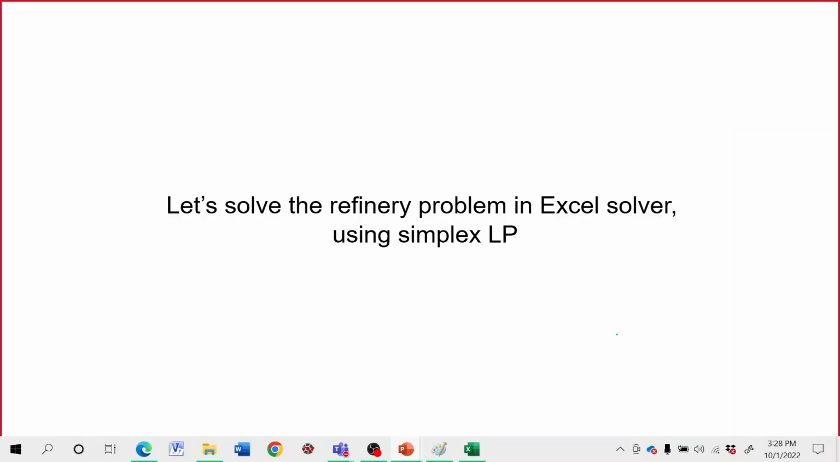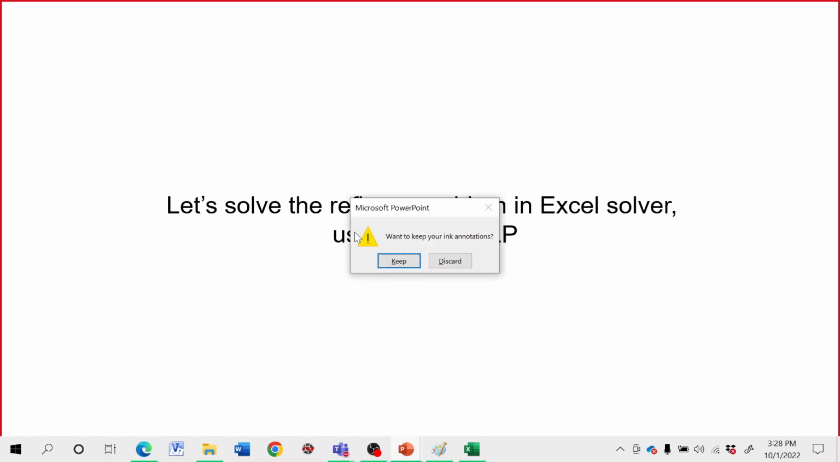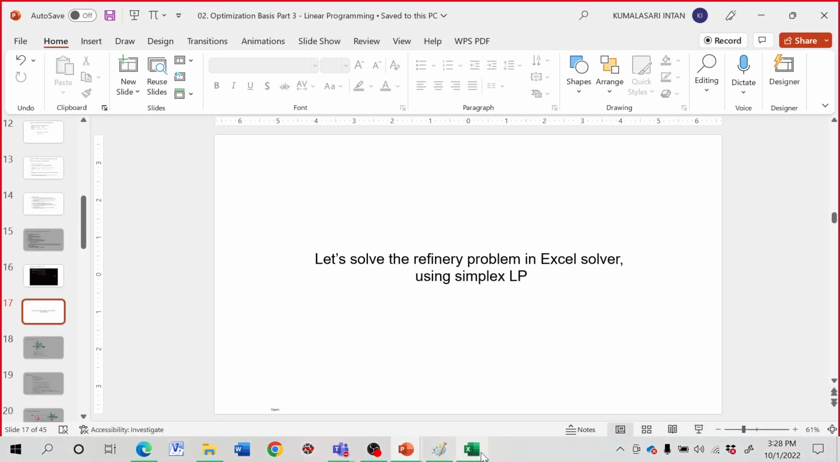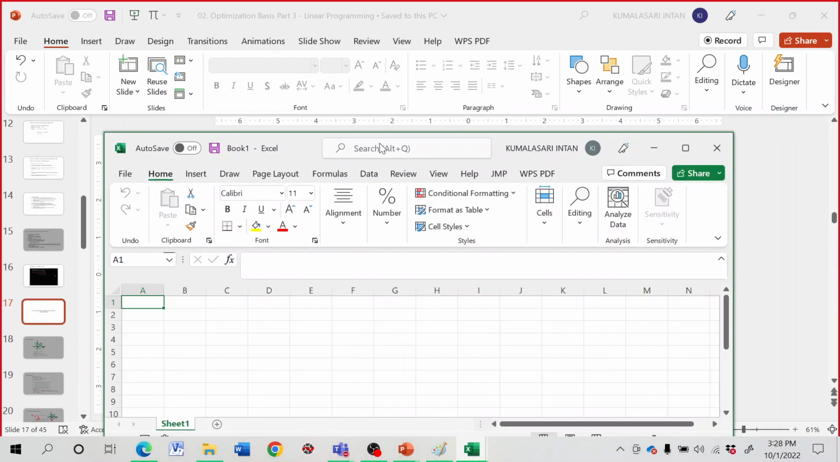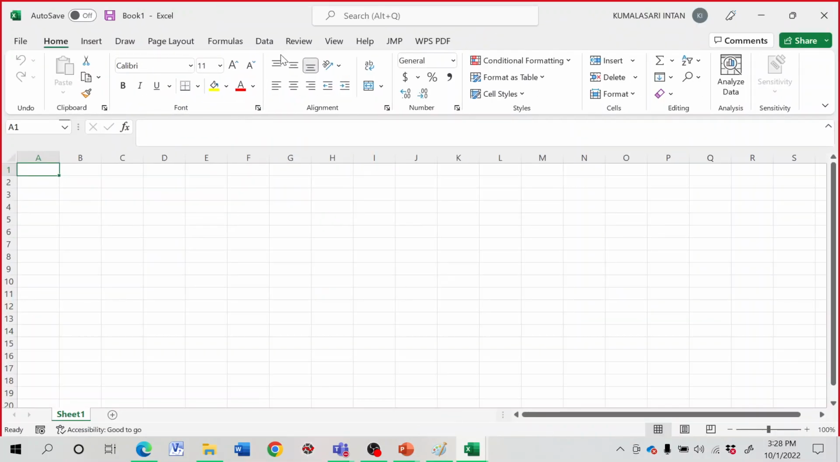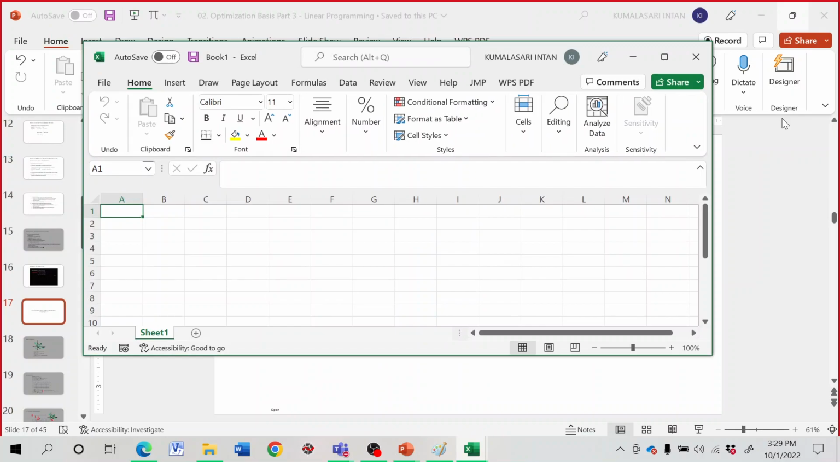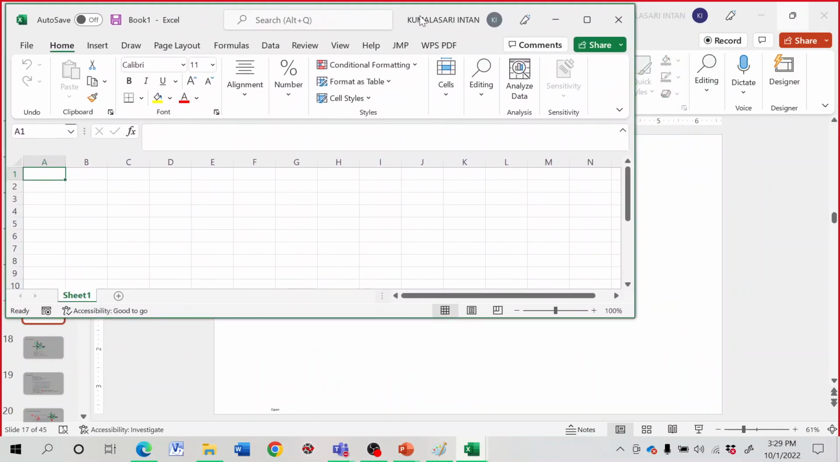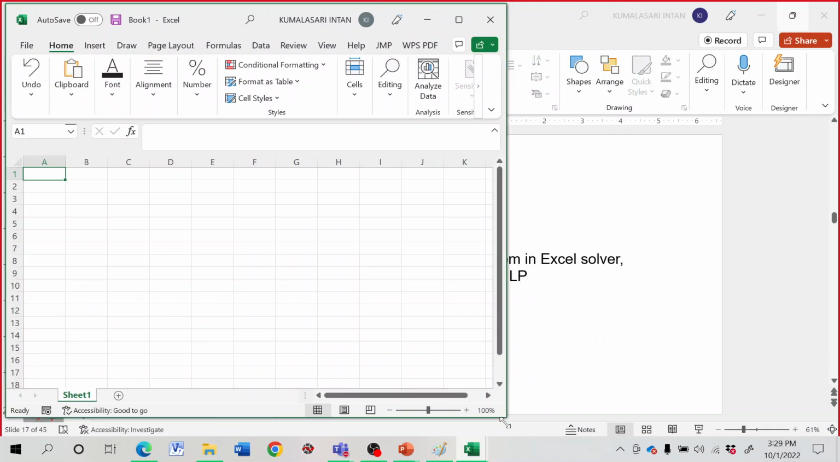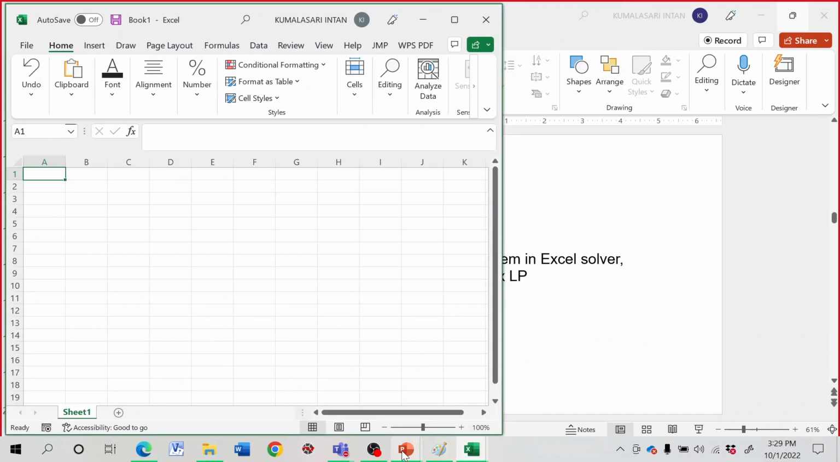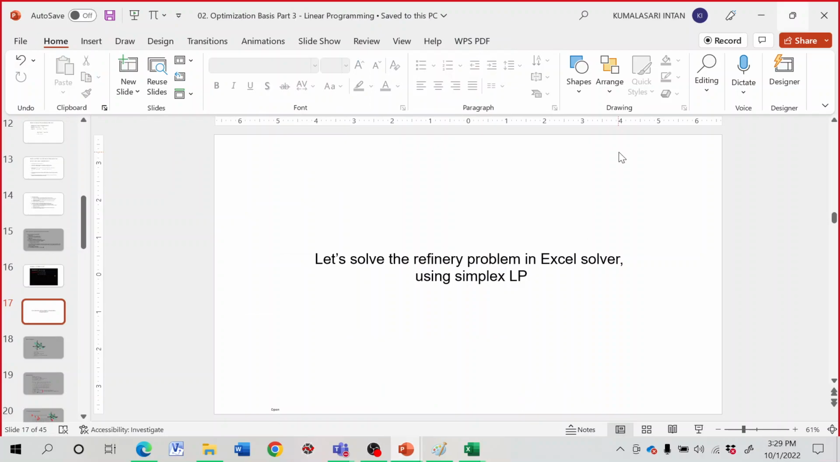But then let's try to solve this problem in Excel. I'll show you how to solve this in Excel. If you can, open your Excel. For those of you who don't know how to use Excel Solver, we'll try to do this together, so that you know.